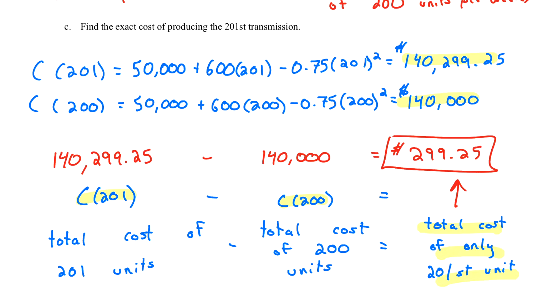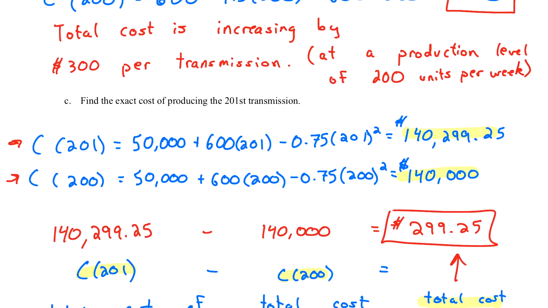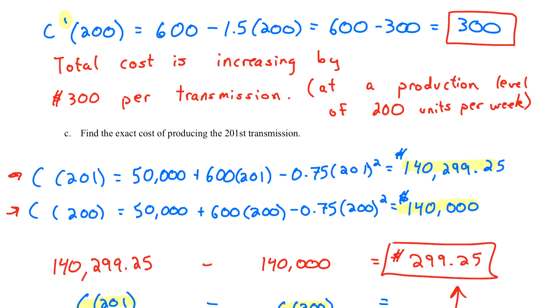So that was kind of a lot of work. I had to plug these two separate numbers in, and then I had to subtract, and boy, I sure do wish there was an easier way to do this problem, or to at least get close to this number. And I say, hey, hold on a second. What about this guy up here? We said C prime of 200 was equal to 300, and that's pretty darn close to this $299.25.